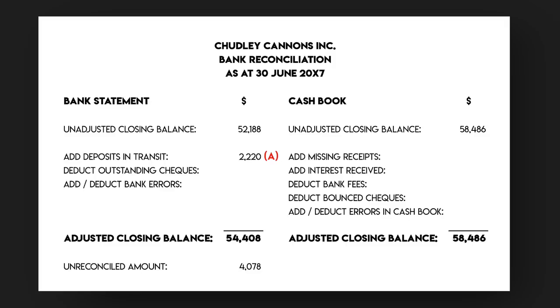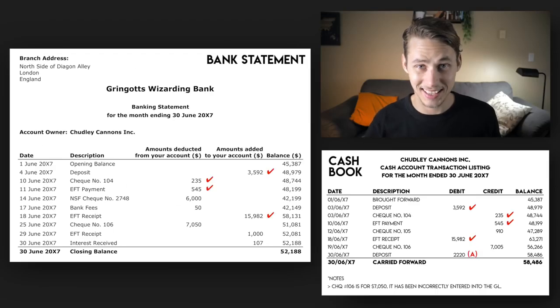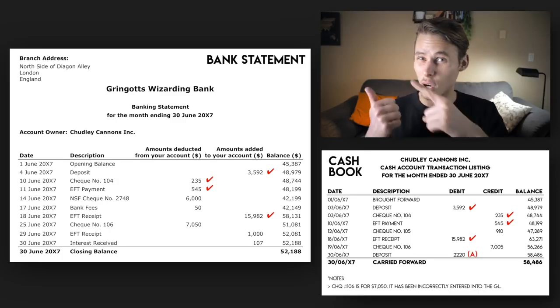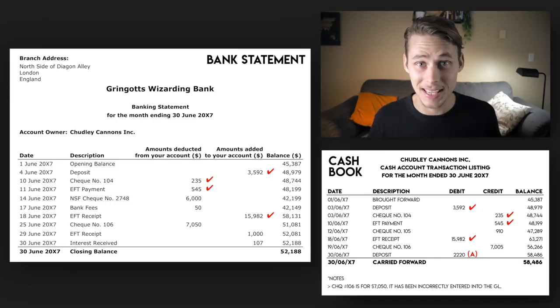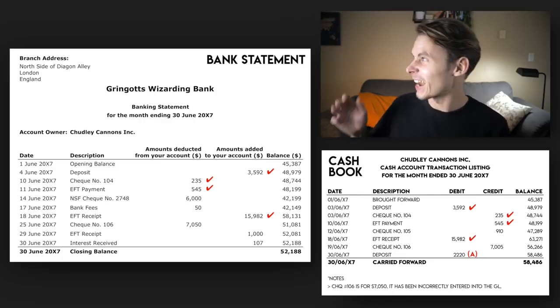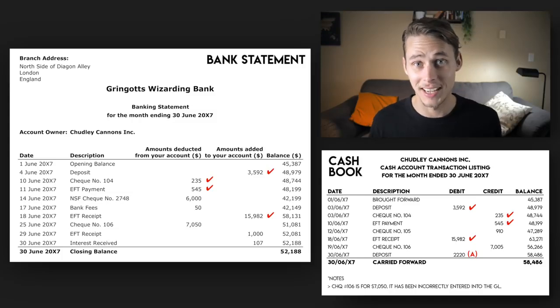Next, we want to find any outstanding checks. These are the checks that the Cannons have sent out to a customer this month, but haven't been cashed in yet. These will appear as a credit or reduction to cash in the cash book because the payment has been recognized in the general ledger, but there'll be no sign of them in the bank statement because they haven't been cashed in yet. Check 105 jumps out at me. The Cannons have recorded a payment of $910 on the 12th of June, and it doesn't appear in the bank statement. Let's identify this as transaction B and deduct it from the bank statement side of our bank reconciliation.